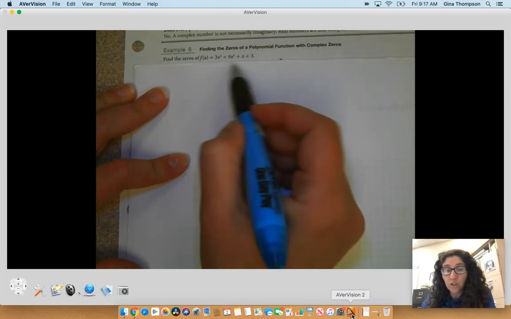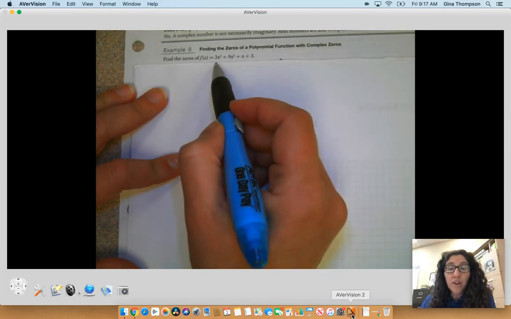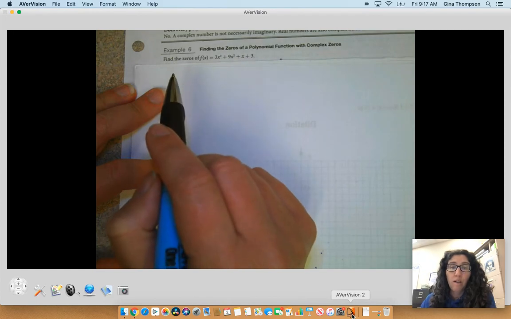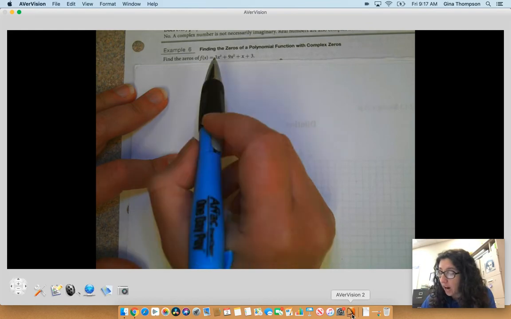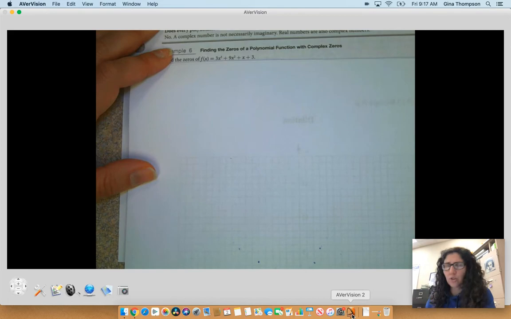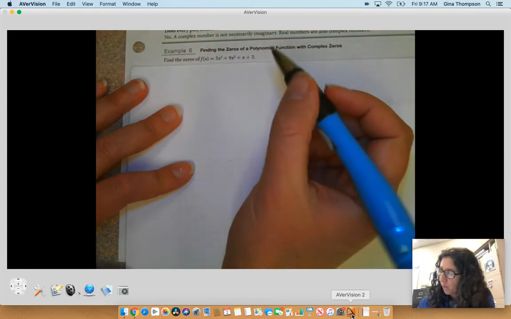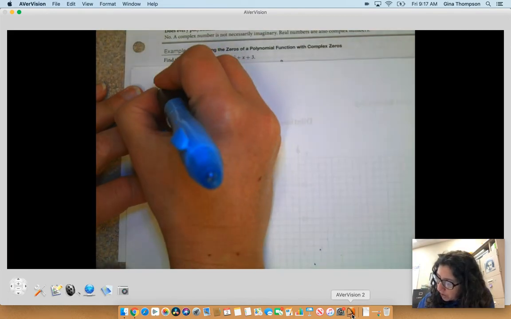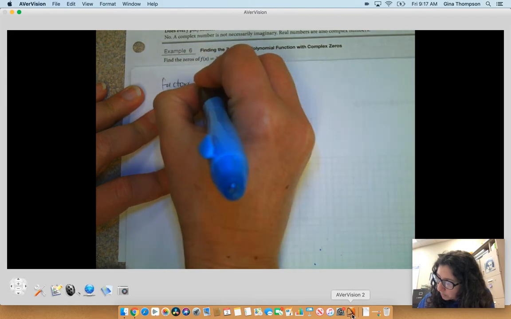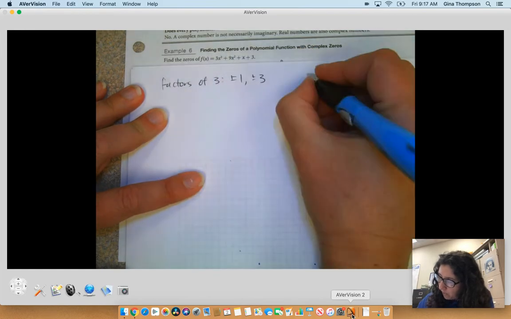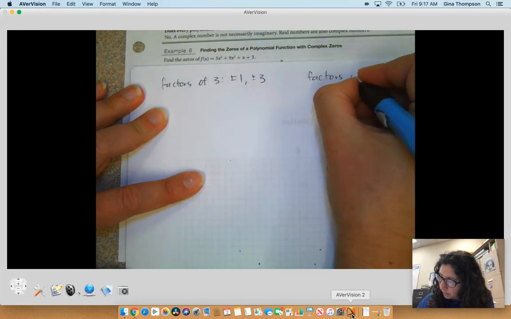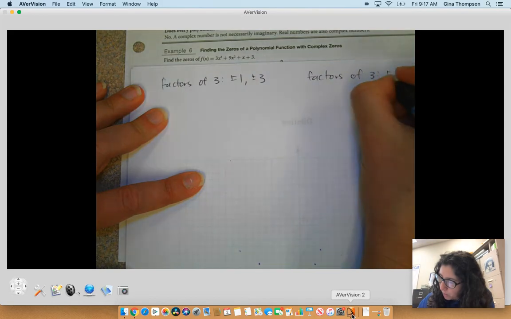So we're going to go through the same stuff, right? We're going to find any rational roots. We have a cubic. If we find one linear root, then we have a quadratic and we can solve it. So we are going to try to find a root using the rational root theorem. All right, so factors of 3 are plus or minus 1, plus or minus 3. Factors of 3, plus or minus 1, plus or minus 3.